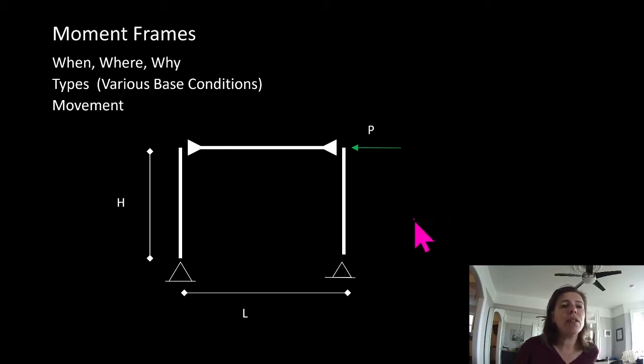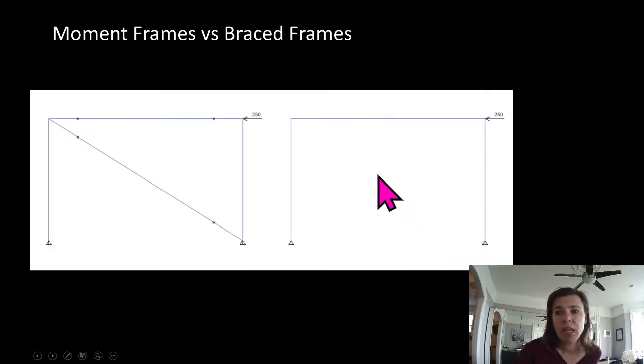So let's take a look at our moment frame versus our braced frame for a second. So these were our two systems. We had our braced frame, which we analyzed 2 weeks ago, and our moment frame, which we just analyzed. Both of them have pinned reactions at the base because they're sitting on the ground. So they're probably locked into concrete, for example. So these are not going to move in the X direction.